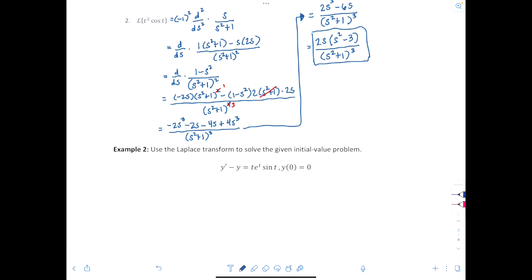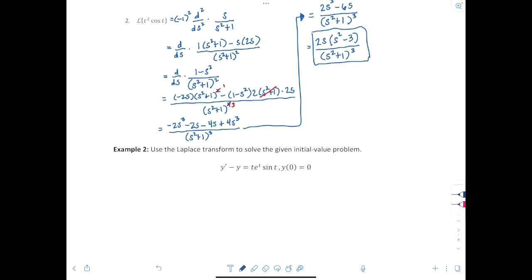Okay, so we're going to use the Laplace transform to solve the given initial value problem. So we have y prime minus y equals t times e to the t times sine of t, which is pretty complicated. We wouldn't want to do an integration by parts on that. And then y at 0 is 0.